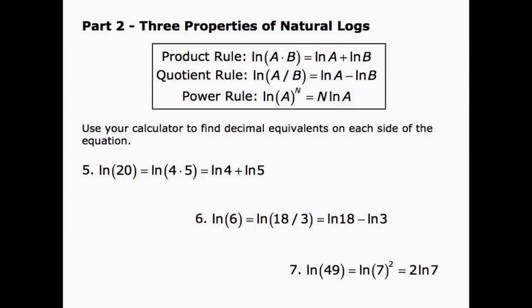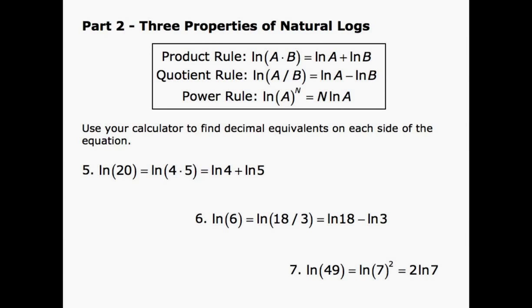If you're doing the quotient rule for natural logs, the natural log of a divided by b, you end up getting the natural log of a minus the natural log of b. And if you're applying the power rule to a natural log, the natural log of a to some power n, you end up getting n times the natural log of a.